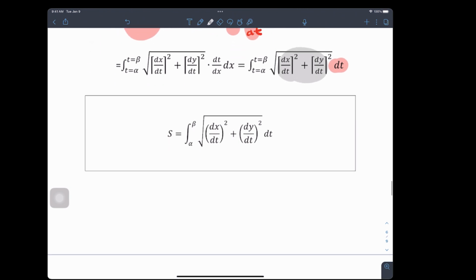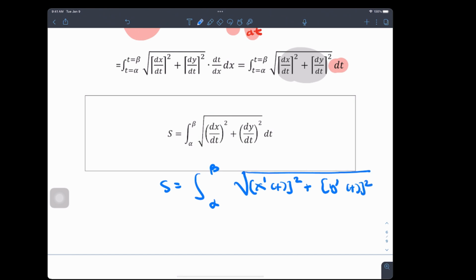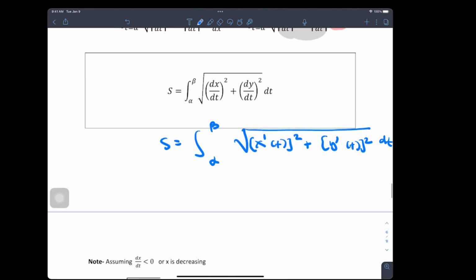So this is a very famous arc length formula. And sometimes it is easier to write it as, that's alpha to beta, that's your t value, x prime of t squared plus the y prime of t squared under your radical, and then that'll be a dt. So this is where the very famous arc length formula comes from here. Okay?